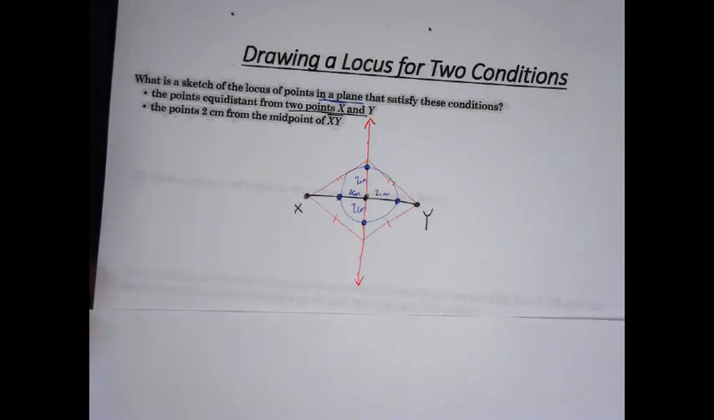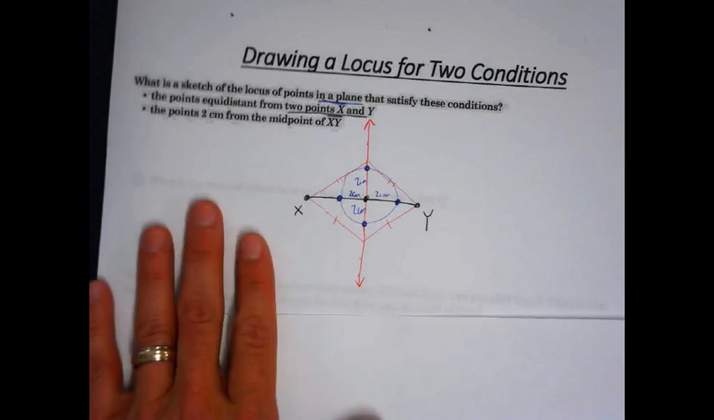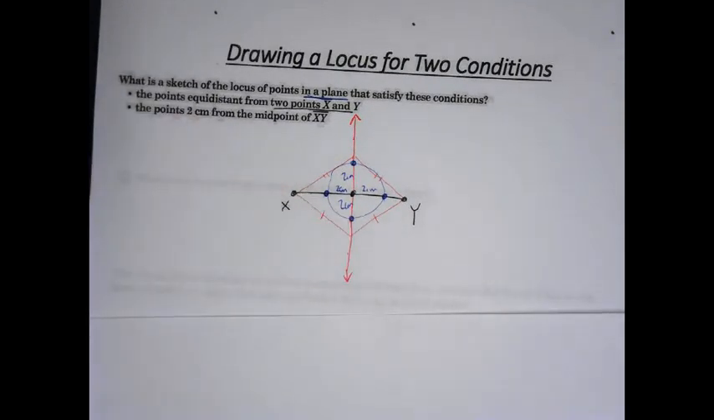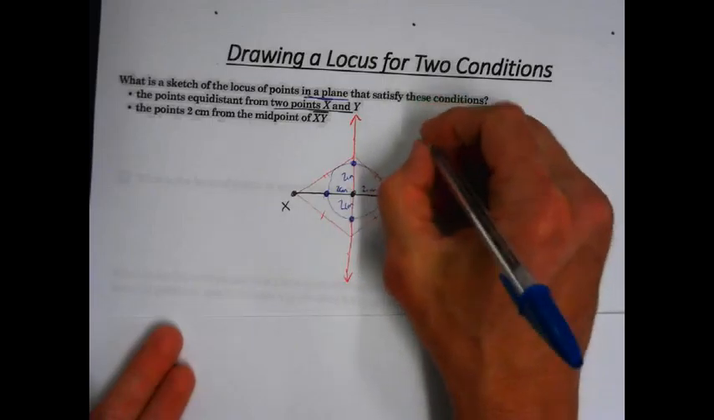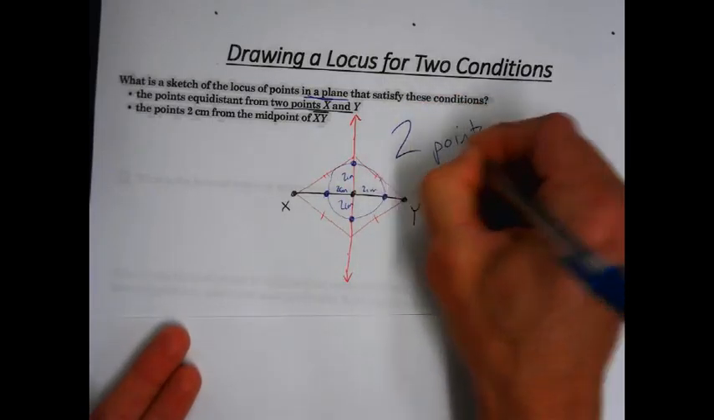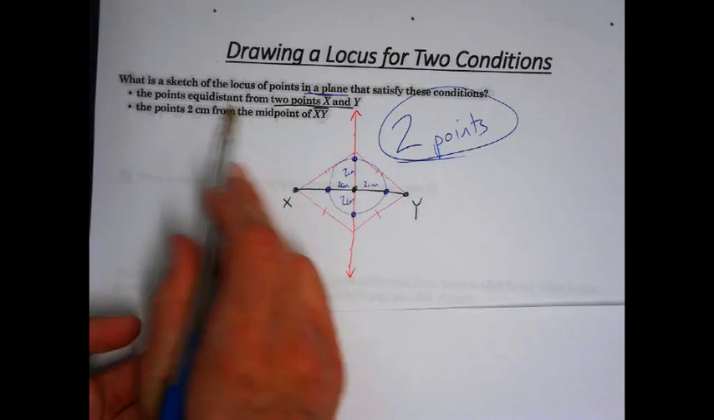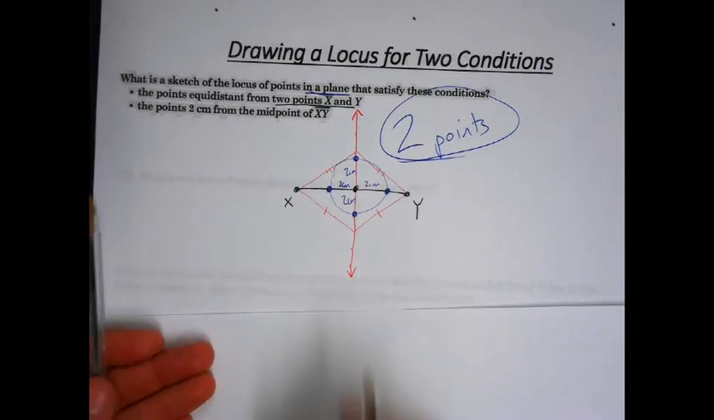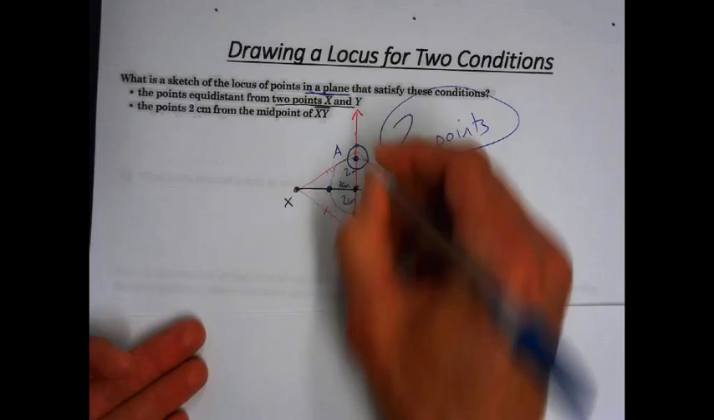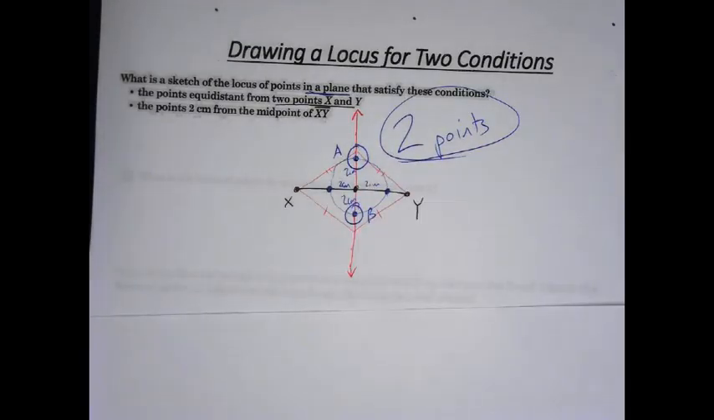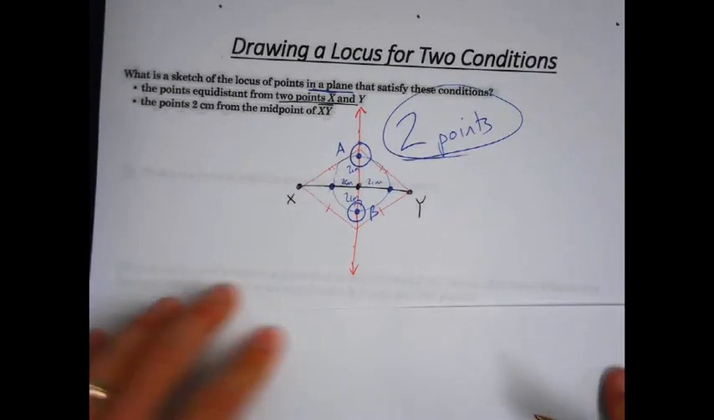But you still must remember, what is the answer? What in fact is the locus? All I see here are lines and circles and stuff. So what will the locus be? This is what you must understand. The locus is only going to be 2 points. They are the points that are 2 centimeters from the midpoint of segment xy and equidistant from x and y. So these are the only 2 points, this point A here and this point B here. Those are the only 2 points that satisfy those 2 conditions. So it's incredibly fun to talk about.